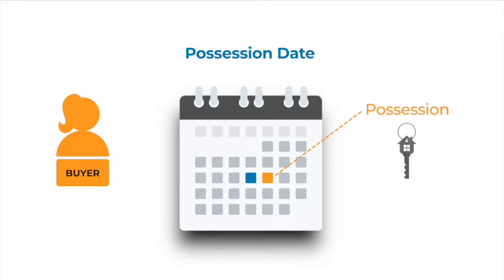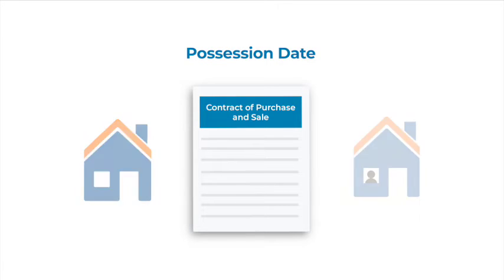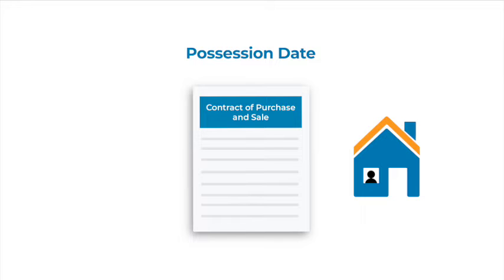This date is often the day after the completion, but it can be any date agreed to by the buyer and the seller. The contract of purchase and sale residential will specify the type of possession that the buyer will get on the possession date. For example, the buyer could receive vacant possession, or if there are tenants in the property, the contract of purchase and sale residential may specify that the tenants will remain in the property.